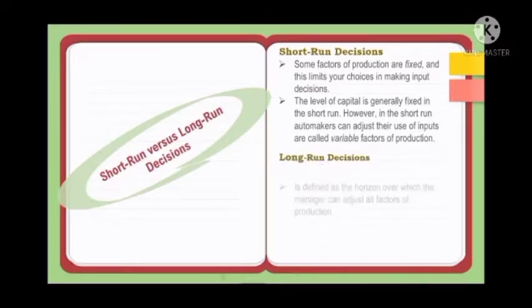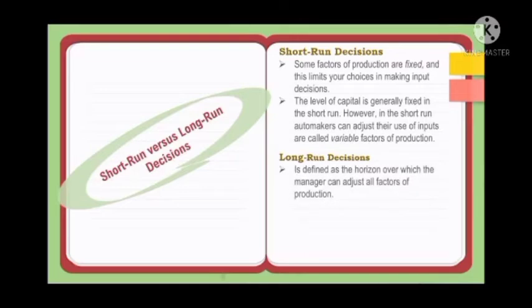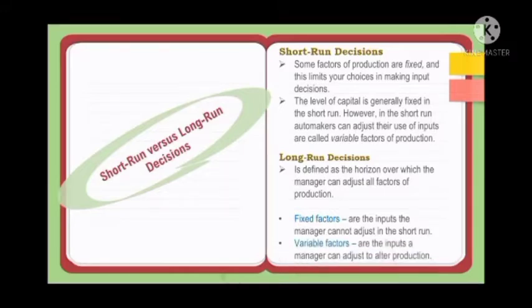Long-run decisions are defined as the horizon over which the manager can adjust all factors of production. Fixed factors are the inputs the managers cannot adjust in the short run, while the variable factors are the inputs a manager can adjust to alter production. Fixed factors and variable factors.